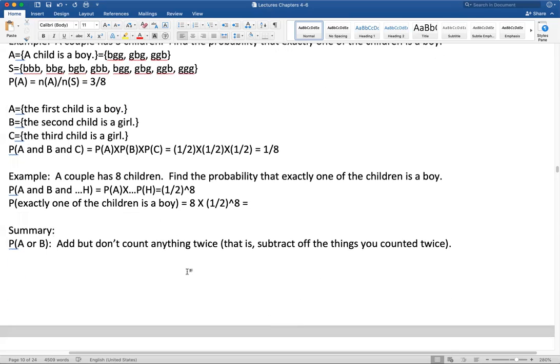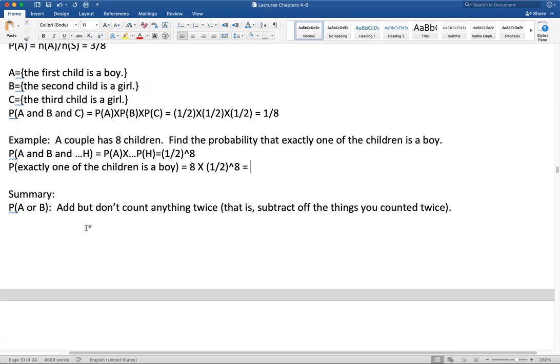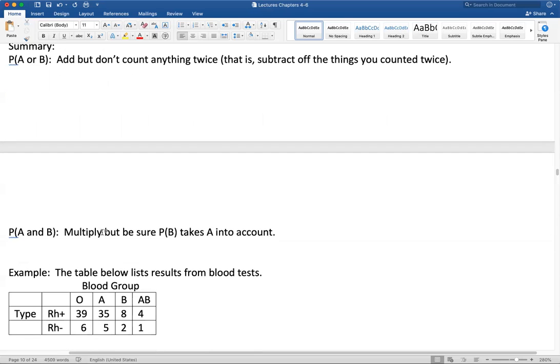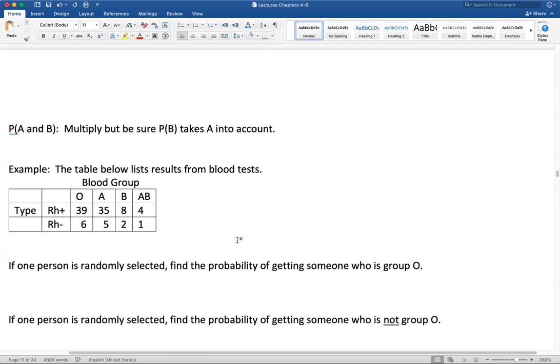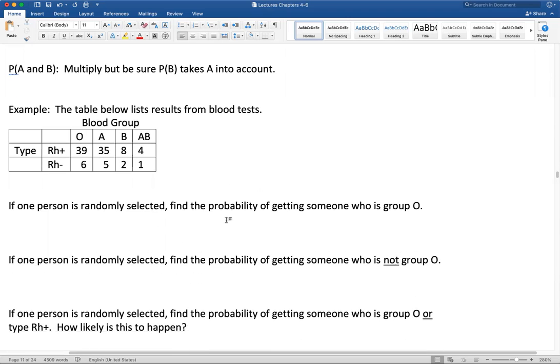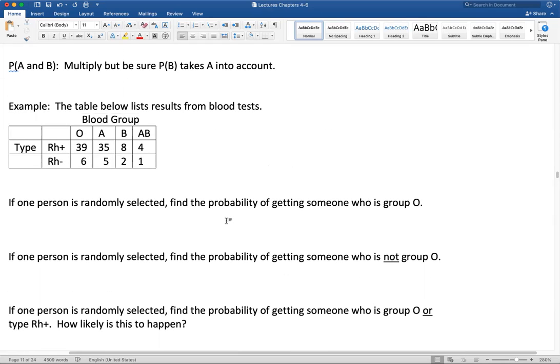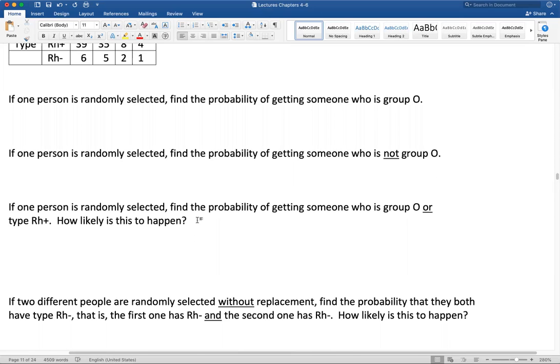Okay. So now, summary: P, A, or B is added, but don't count anything twice. Okay, using the addition rule. P, A, and B multiply, but be sure P of B takes A into account. Yeah, keep in mind this. All right, now, so we have, let me see. Yeah, let me go over these problems.